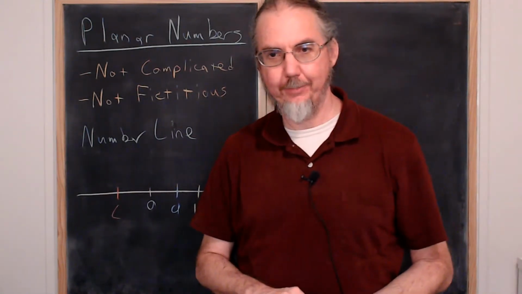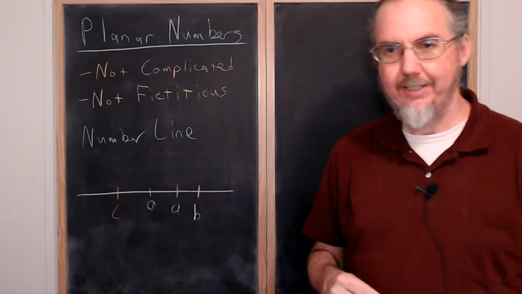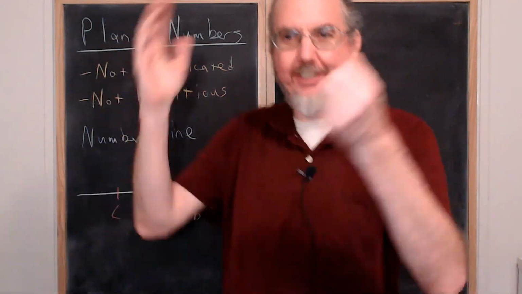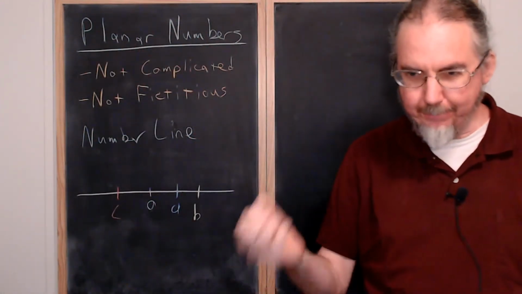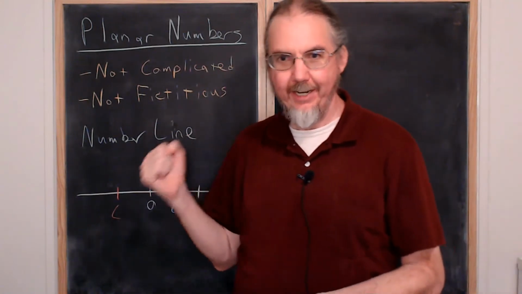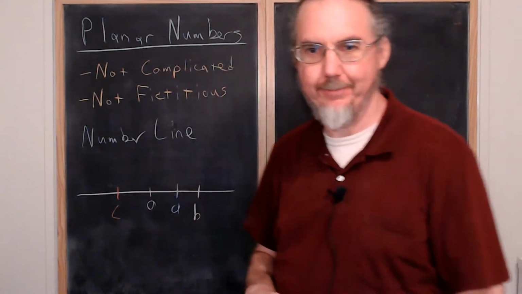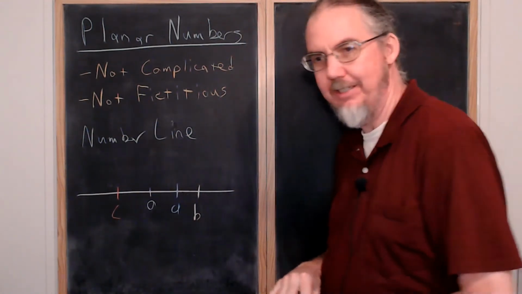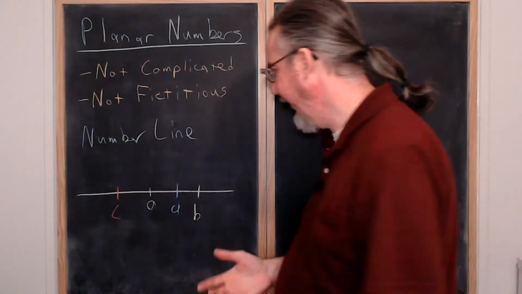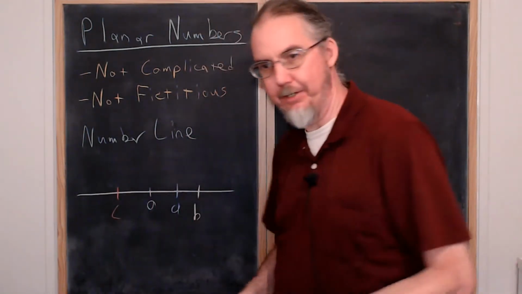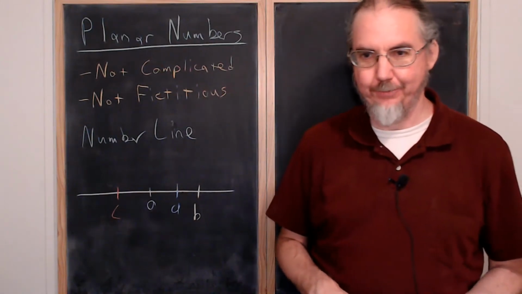Now the question becomes: if this is a number, it's not enough to just have a bunch of things and say that they're numbers. To be a number, we should be able to do things like add and multiply in a meaningful way. So what does it mean to add and multiply lengths on the number line? That is the first thing we'll be looking at next.